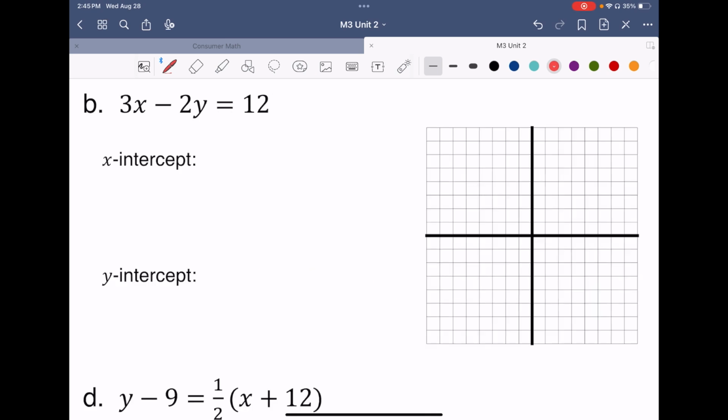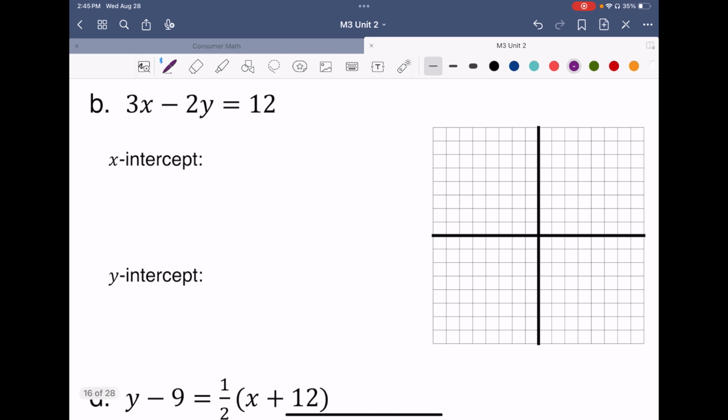On to example B. Now I'm going to move a little faster with example B. So with the x-intercept, I'm basically going to ignore y. I'm going to plug 0 in for y, which means this whole y term is going to disappear.